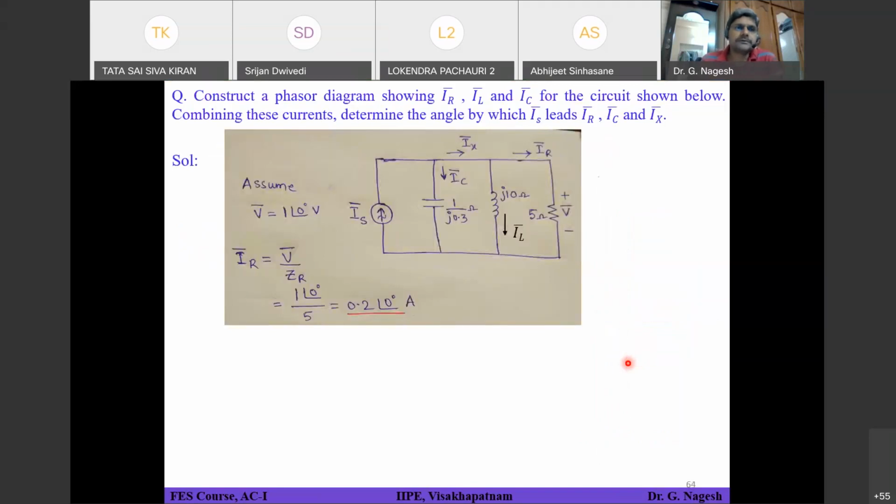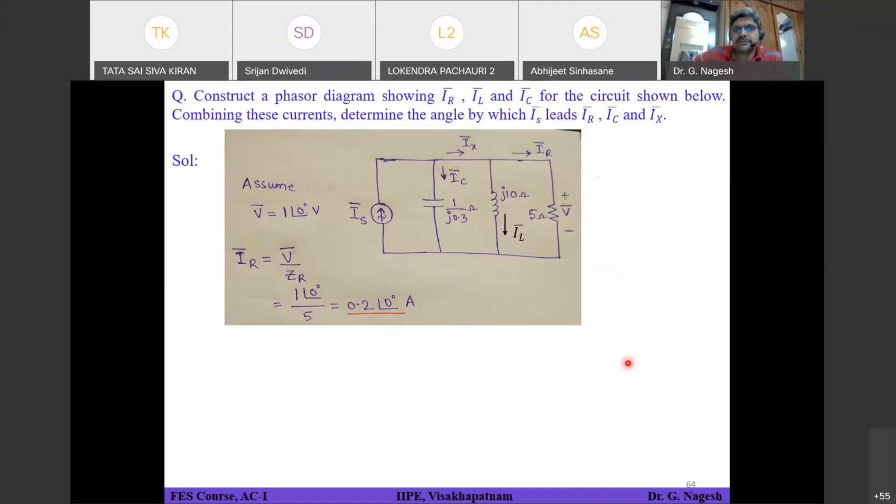Okay, so the question here is, we'll go to one problem. Construct the phasor diagram showing IR, IL, IC for the circuit shown below, and combining these currents, determine the angle by which IS leads IR, IC, and IL. So this is the question they have given.